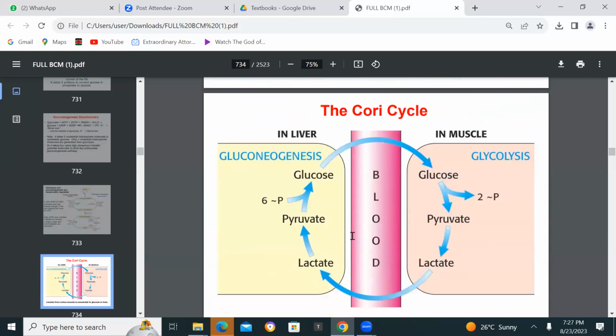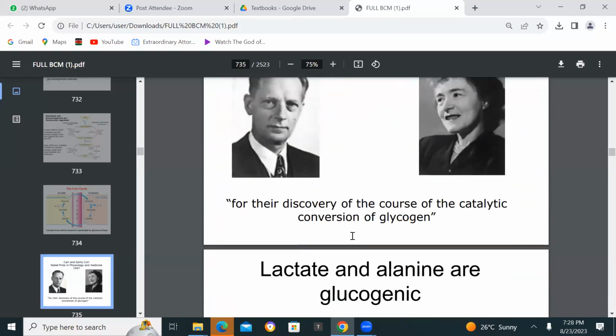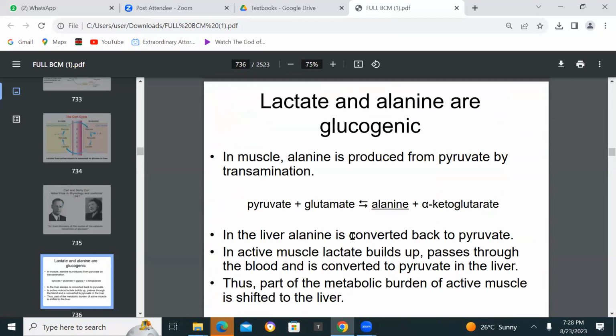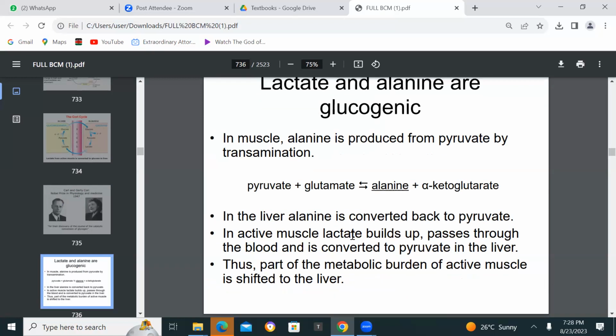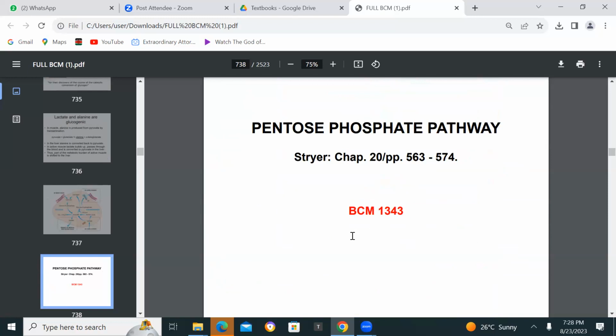So on Monday also, Hiral was asking about the Cori cycle. When we are doing specialized tissues, when we're doing muscle, we'll mention something about it. Like we're saying, lactate, alanine, glycerol, and a few other molecules are glucogenic. So they'll be converted to pyruvate, then the pyruvate will be converted to glucose. So that's it about gluconeogenesis.